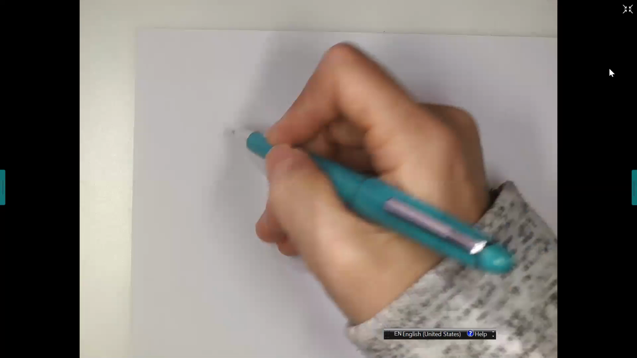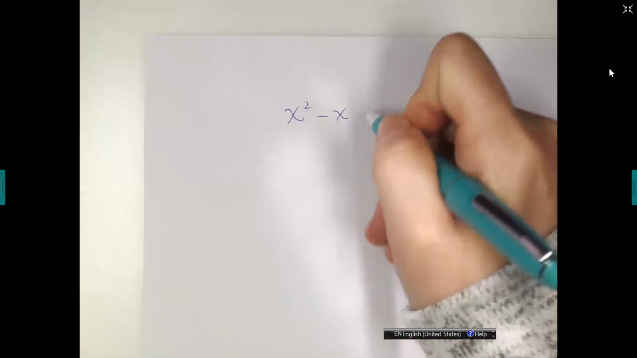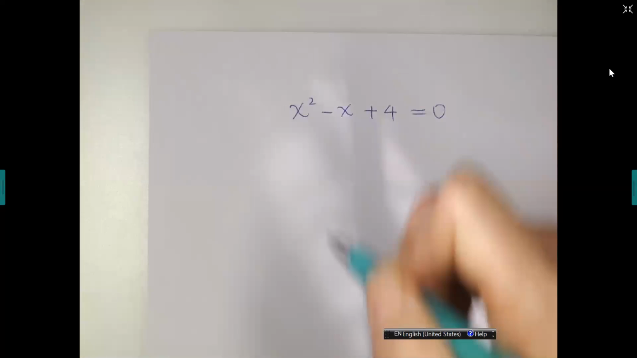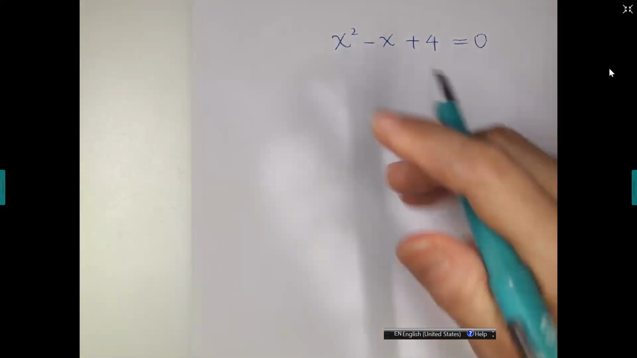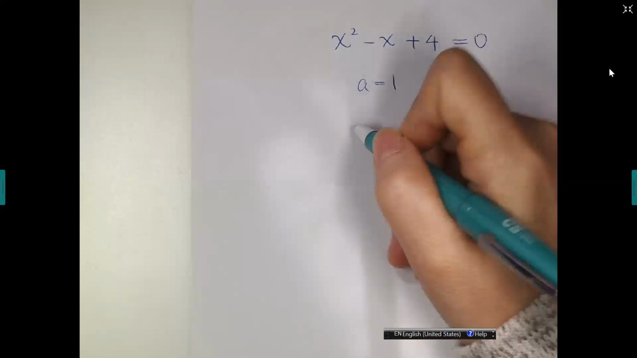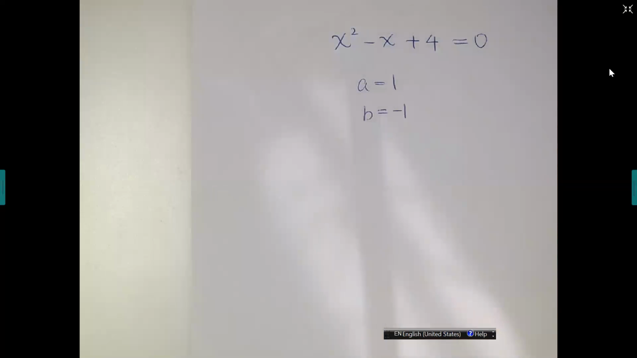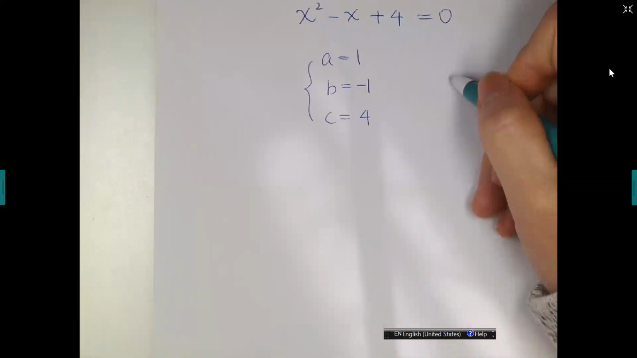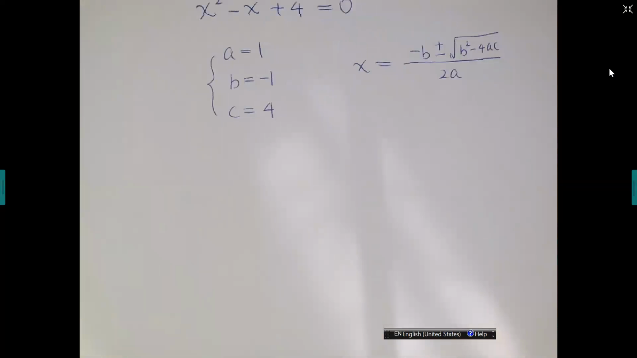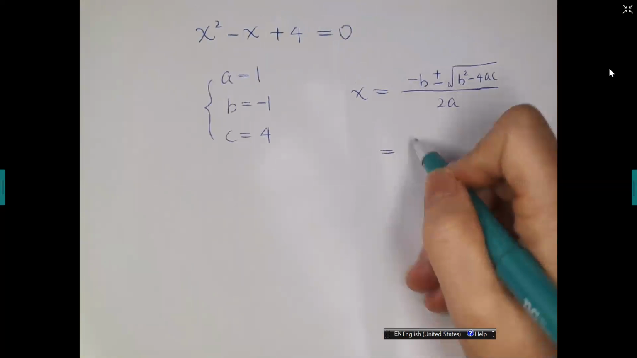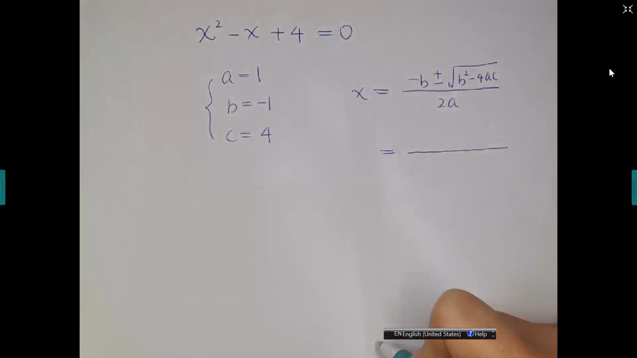Sometimes, let's look at x squared minus x plus 4 equals 0. For example, sometimes we are given an equation like this, in standard form already. We got a equals 1, no doubt. b equals -1, no doubt. c equals 4. So we know a, b, c right here, and then we plug them into the formula: x equals negative b plus or minus square root of b squared minus 4ac, over 2a. Okay, copy the formula down. Now we plug the three numbers into the solution here.